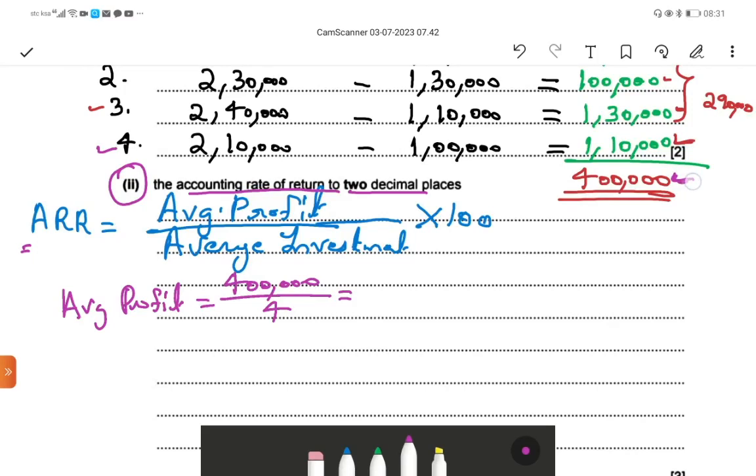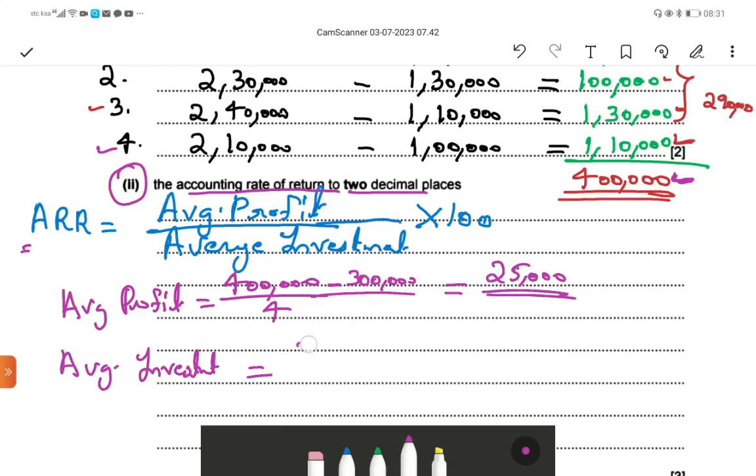This is our net cash flow, minus our cost of 300,000, divided by 4, is equal to 25,000. This is our average profit. Next, average investment. Average investment is 300,000, the machine value, divided by 2. Average, we take with 2, which is 150,000.